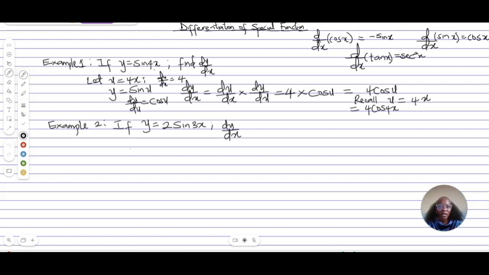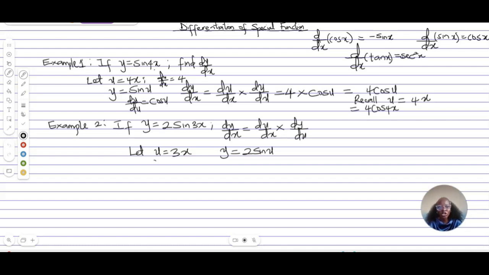So let's quickly write this out. Let u be equal to 3x. Then y becomes 2 sine u. Remember that dy/dx is simply du/dx times dy/du. So I need du/dx, and I also need dy/du.